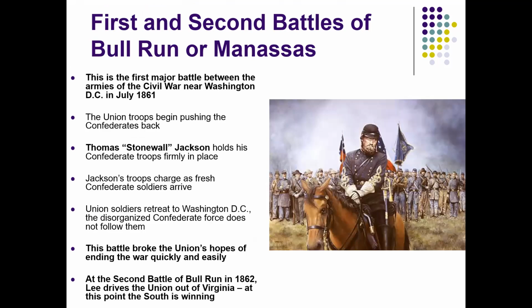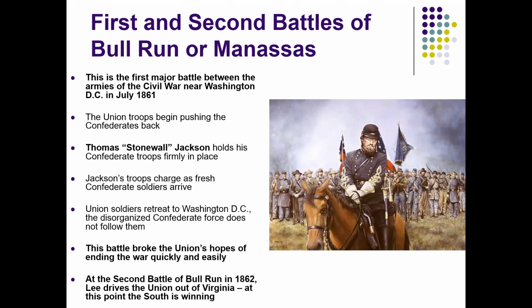In the first battle, the Union troops began pushing the Confederates back. However, Stonewall Jackson holds his troops firmly in place. Fresh Confederate soldiers arrive and push the Union soldiers back. The Union soldiers are not completely organized yet, and they retreat to Washington, D.C. The Confederate force is also kind of disorganized. They don't follow them to D.C.